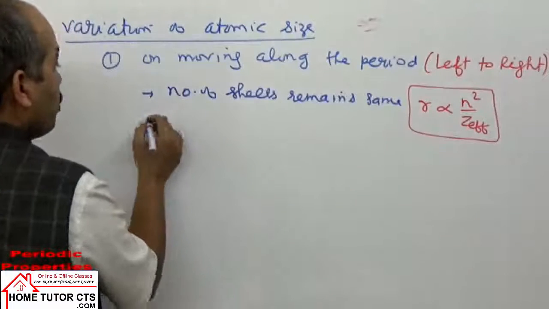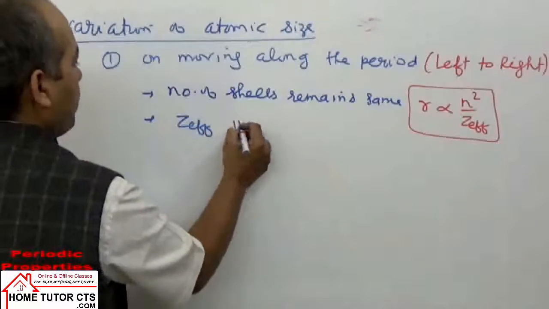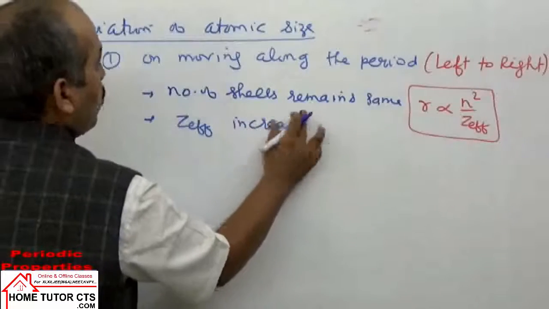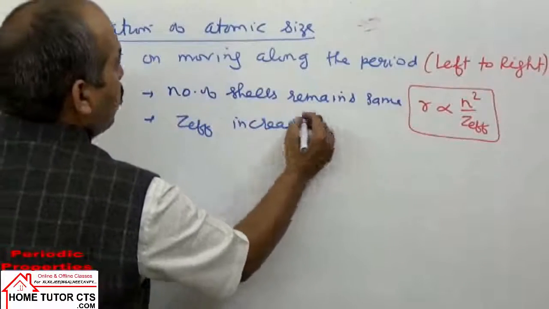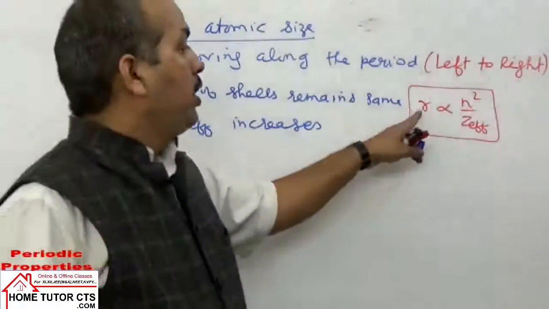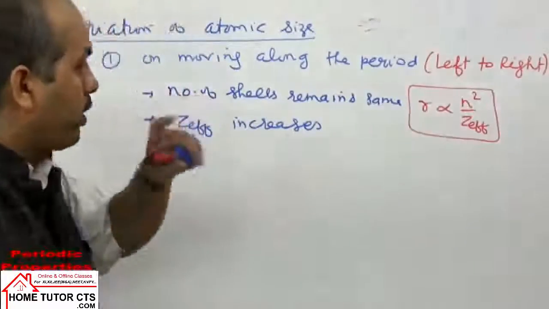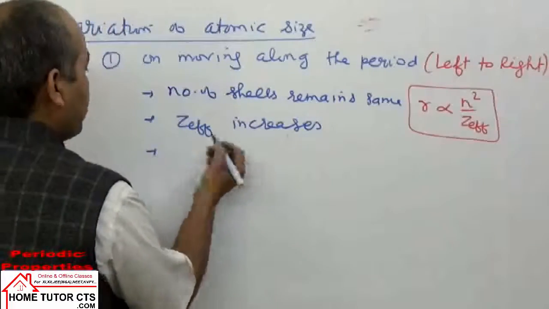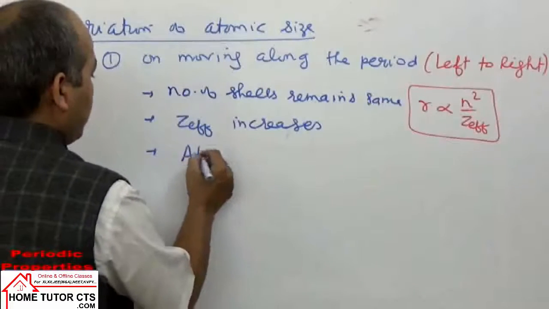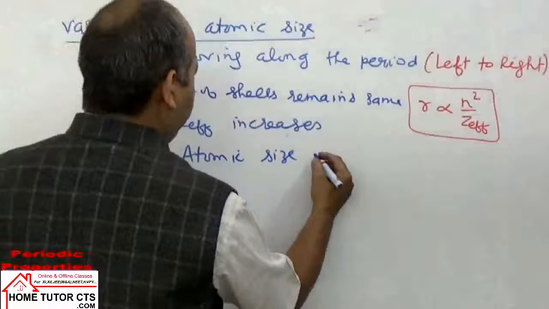And what happened to Z effective? Z effective increases. Effective nuclear charge increases on moving along the period. So when effective nuclear charge increases, n is constant, so what happens? Atomic size decreases.